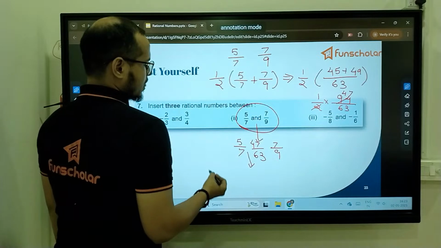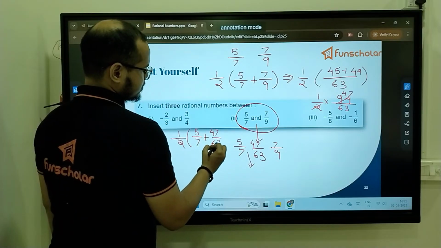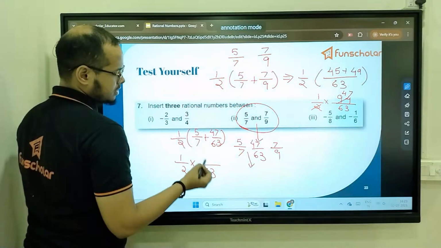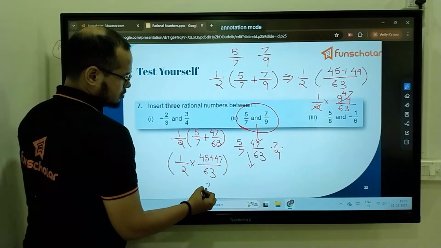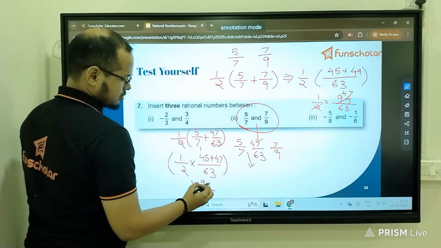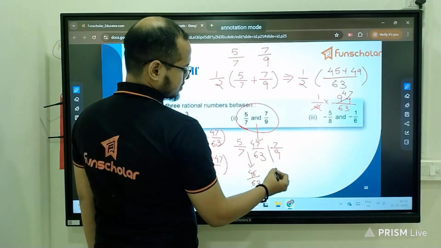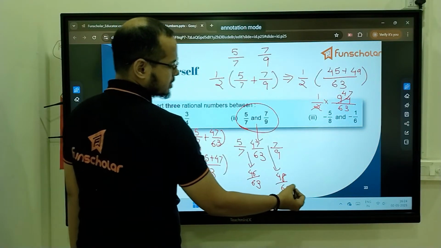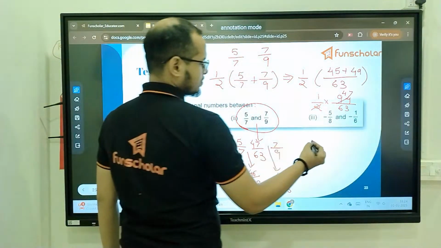Now time for the second number. Similarly, half of 5 by 7 plus 47 by 63. With LCM 63, 7 nines are 63, this is 45 plus 47, which is 92 by 63 into half, so 46 by 63. Similarly here, as we can see, 46, 47, so this will be 48 by 63 only, so no need to calculate it. Sometimes try to use common sense as well.